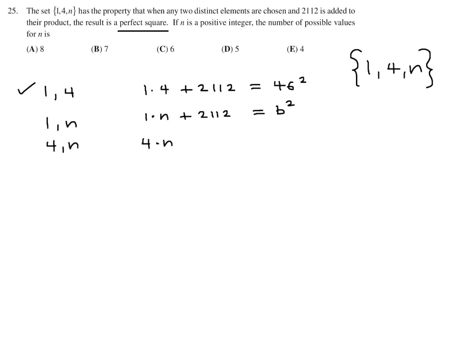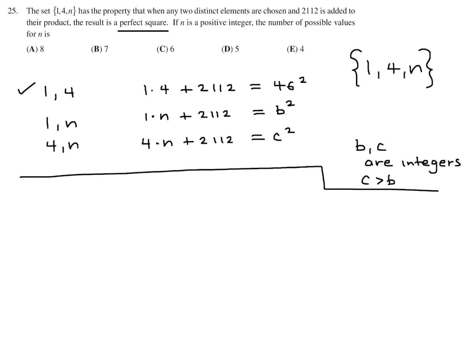And same thing with 4 and n, 4 times n, add 2112, and that will be a perfect square. Okay? And c and b, these numbers, b and c are integers obviously, but it's important to write that down. And also, just from the nature of it, c is greater than b. Okay? So now let's move forward with this. This is the first part.